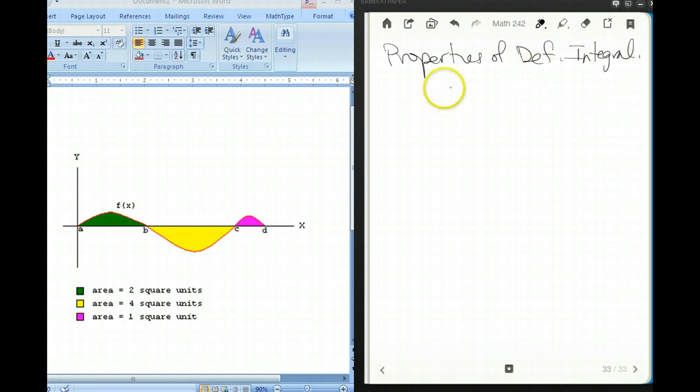And if you'd like to follow along, the properties are on page 737. Okay, and so the first of these properties is something that looks like this.